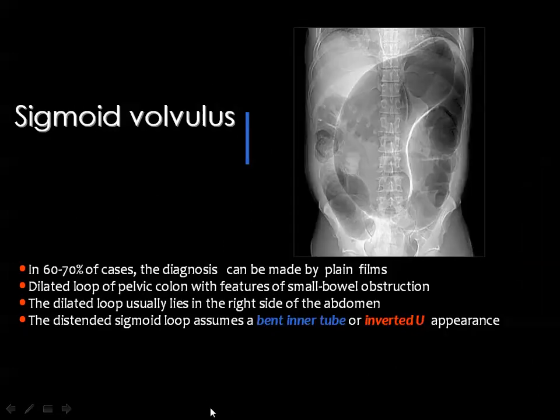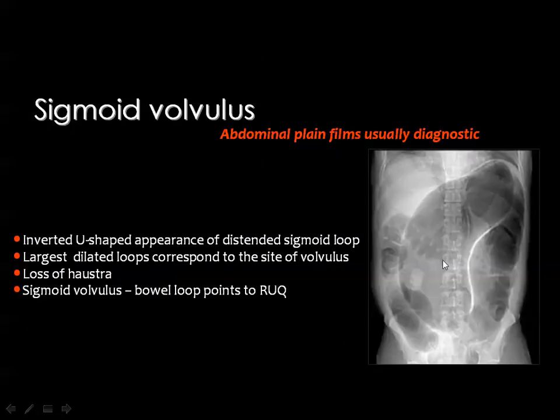Then a reliable diagnosis is based on the dilatation of the two lobes of the sigmoid colon, giving the appearance of a bent inner tube, inverted U, or the coffee bean sign. The dilated colon usually points to the right upper quadrant, but actually you don't need this pointing for the diagnosis. If you see the region of the sigmoid is dilated and it looks like the inverted U configuration, then the diagnosis is easy.